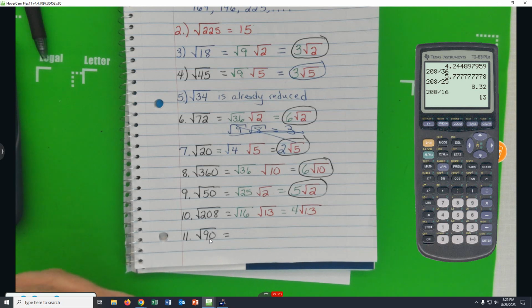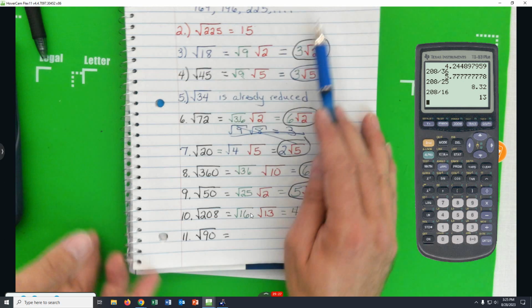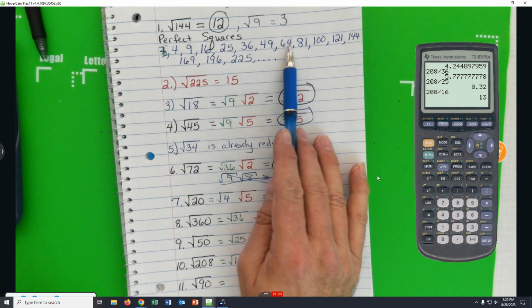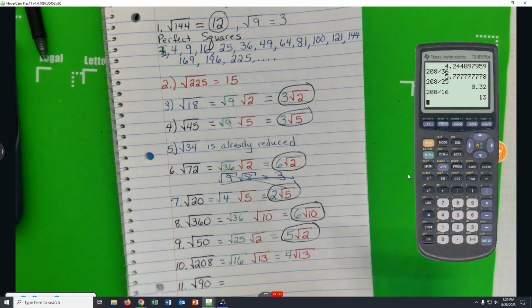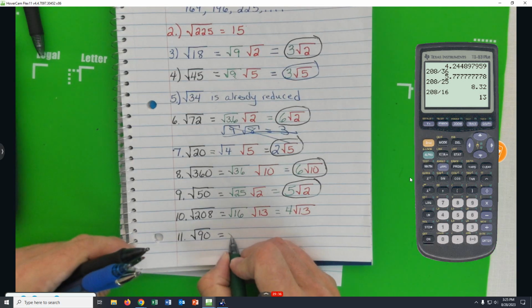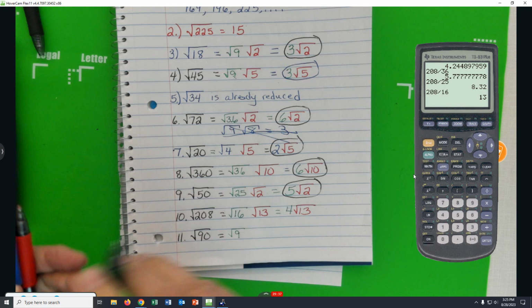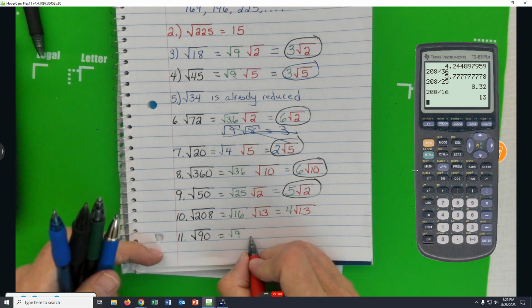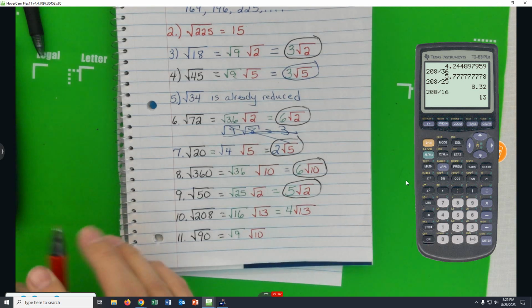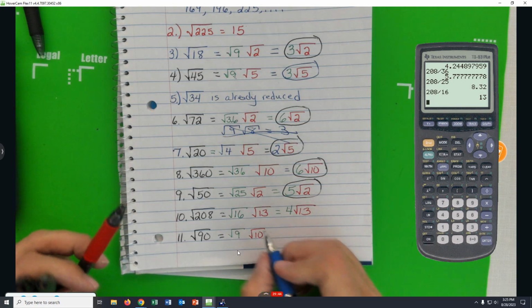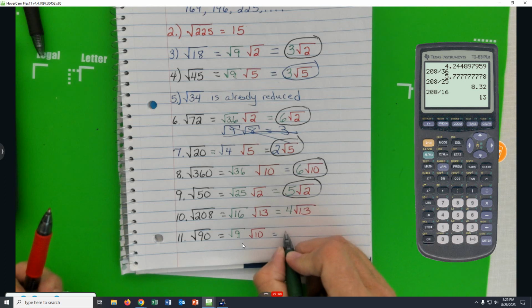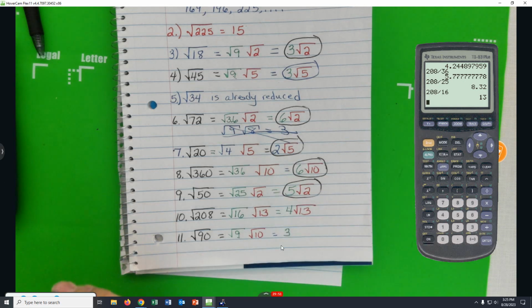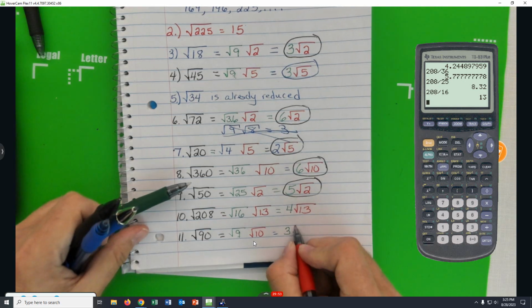Okay, square root of 90. Is 90 a perfect square? No. What's the largest perfect square that divides evenly into 90? I'm thinking that's 9. Yep. I think you're right. 9 times 10. So I will have a green 3 and then a red square root of 10.